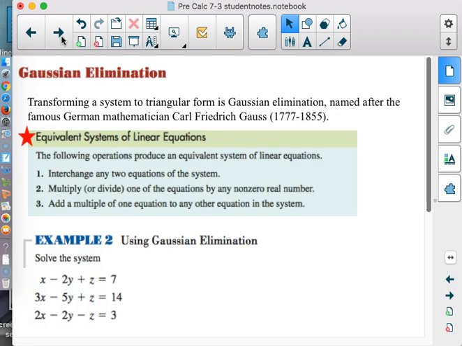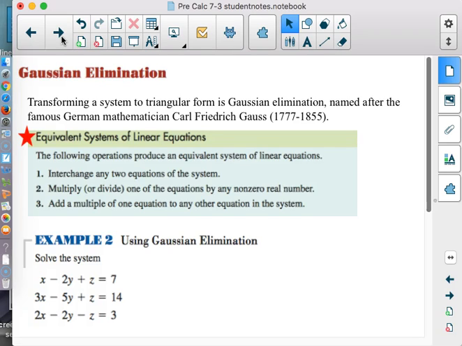Through this back substitution is we get the answers. And sometimes, like I said, we have to do some math first to get it to look that way so it'll go faster. So with Gaussian elimination, we're going to transform a system to triangular form. It's named after Carl Friedrich Gauss, who also wrote the fundamental theorem of algebra, and this was one of his methods.